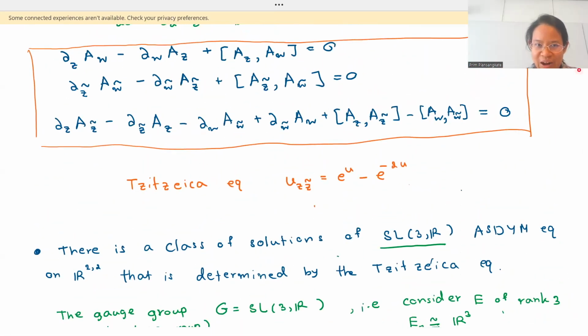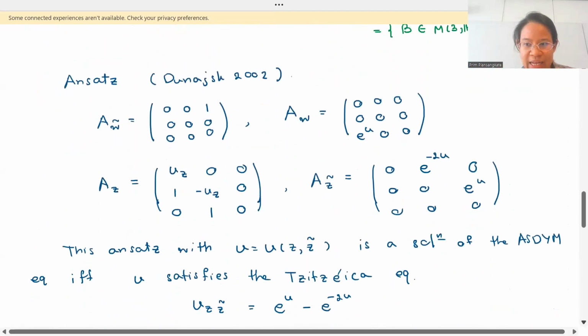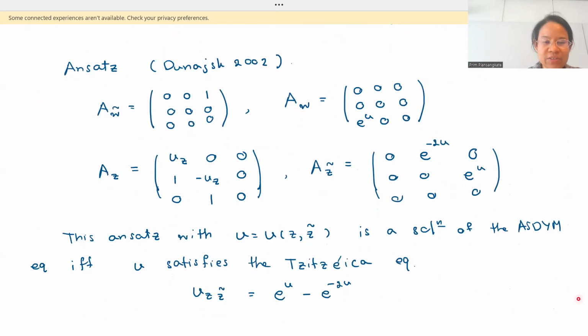Now, how to see that there is a class of solutions of the system that is determined by this? An easy way is to use an ansatz, and there is an ansatz that does the job. This is due to Maciek Dunajski in his 2002 paper. He wrote down this ansatz, and it is possible to show by direct calculation that with the components of the connection 1-form of this form, where u is a function of two variables, this is a solution of the anti-pseudo-Yang-Mills equation if and only if u satisfies the Tzitzeica equation.